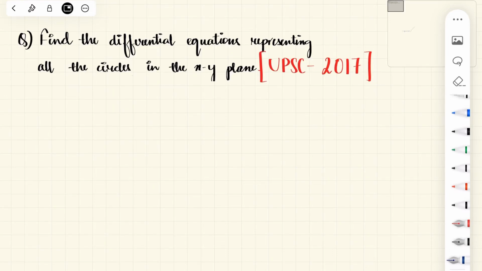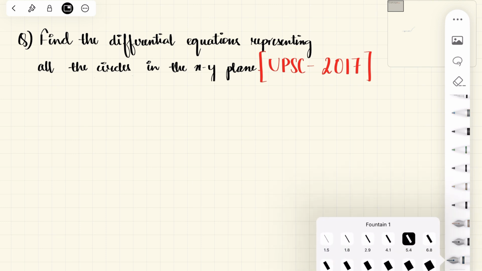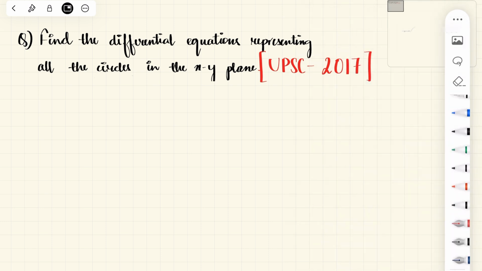Hello friends, so today we are going to solve a beautiful question. This question was asked in UPSC 2017. So what is the question? Let's see what the question is here. It says: find the differential equation representing all the circles.